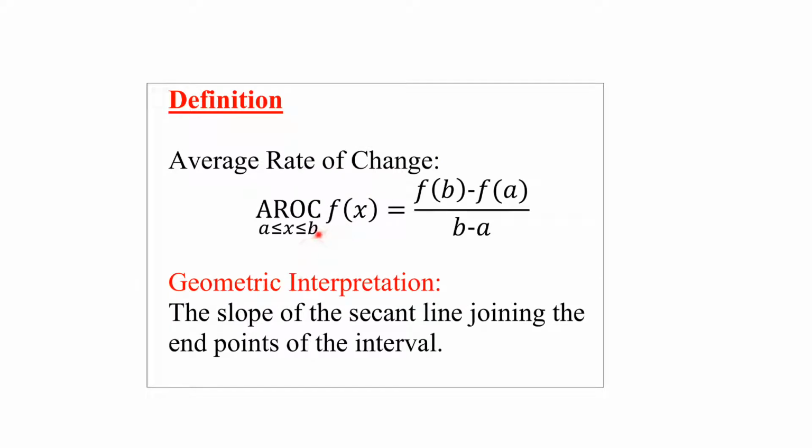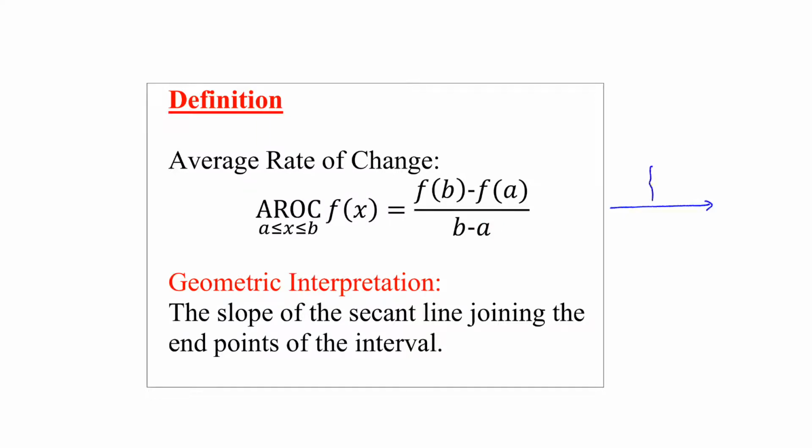By definition, the average rate of change of the function f of x over the interval a and b, which is denoted by AROC of f of x when x is between a and b, is f of b minus f of a divided by b minus a.